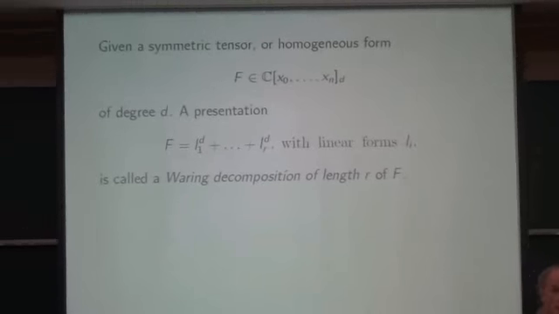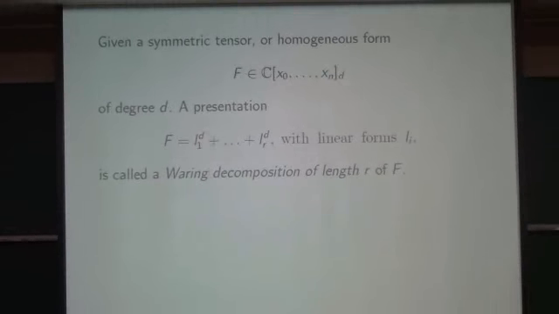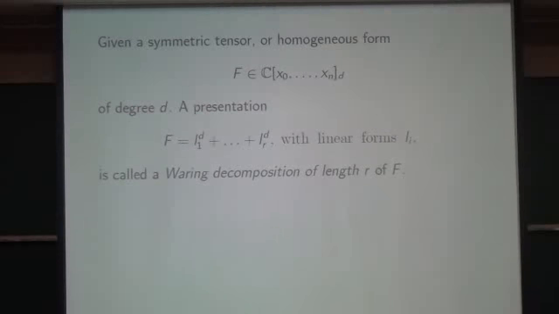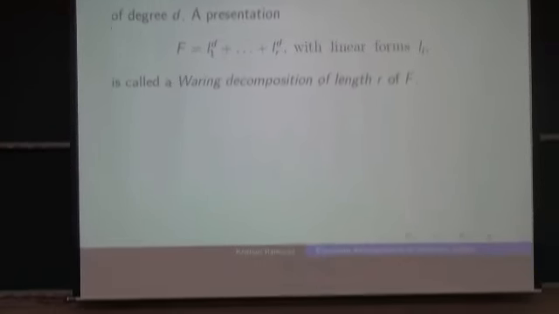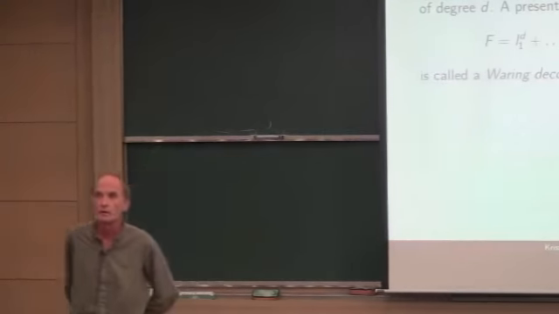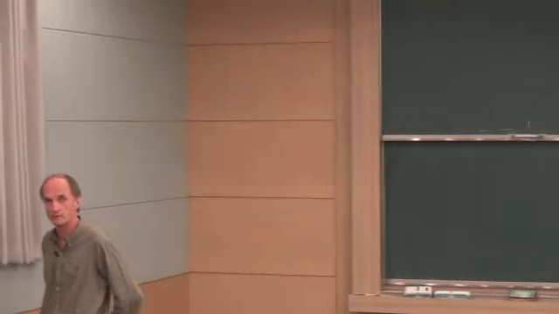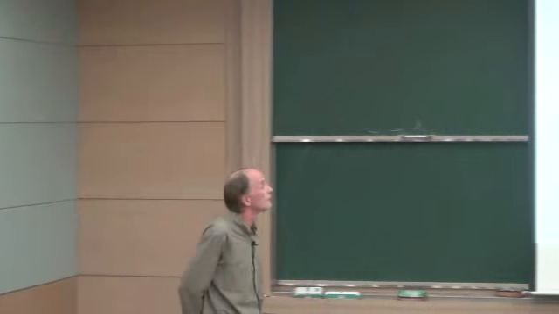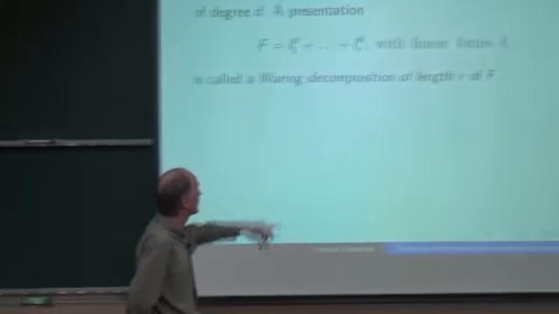So let's consider the problem. I have a symmetric tensor, and I think of that as a homogeneous form, a homogeneous polynomial in a number of variables. It has a certain degree, say d. And now for some reason I want to write this as a sum of powers. Think of that as a simpler way of writing it. Normally we just use a monomial basis and write it as a sum of monomials with some coefficients. Well, I insist on using powers. So the Li here are linear forms.